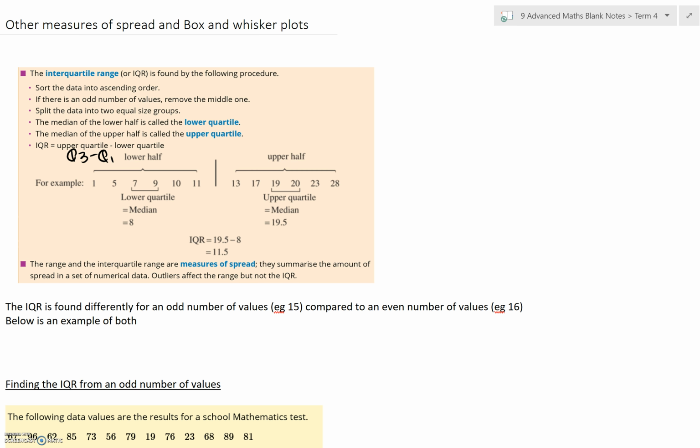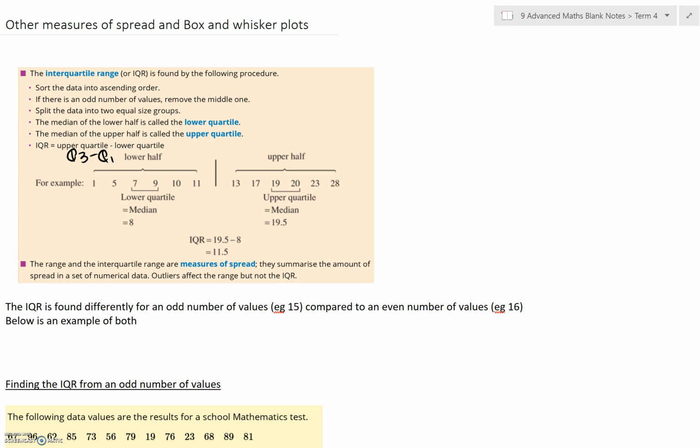Of course, we've got the range as well, which is a measure of spread, and together we're going to use the range, the interquartile range, and the median to make box plots. And remember that outliers affect our range, but the value of the interquartile range, which is our middle 50% of the data, is not affected by any outliers. So it can be a useful way of plotting it and looking at the data.